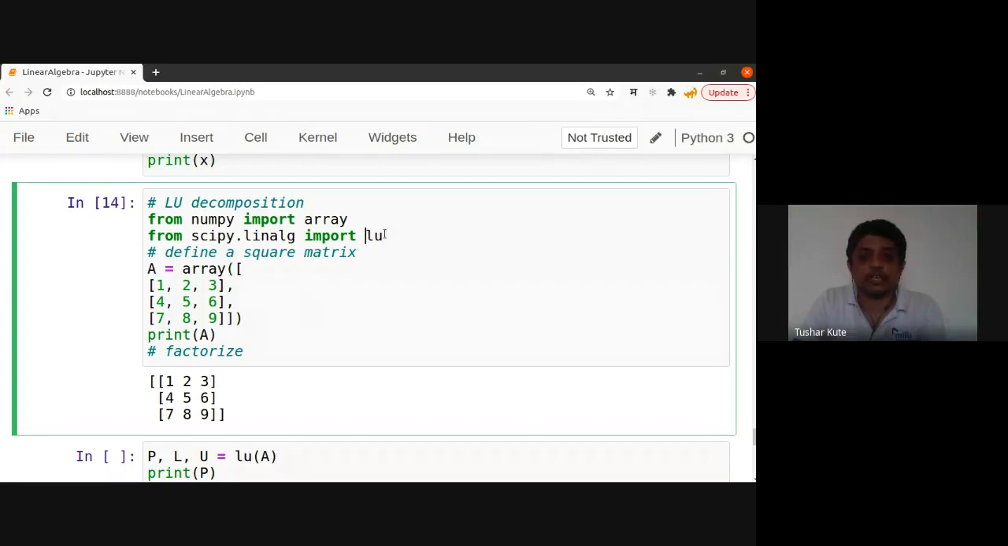You can see this one. This is the LU function which was used. I'm defining a square matrix A equal to array 1, 2, 3, 4, 5, 6, 7, 8, 9, and printing this A. So you can see this is a simple array printed.